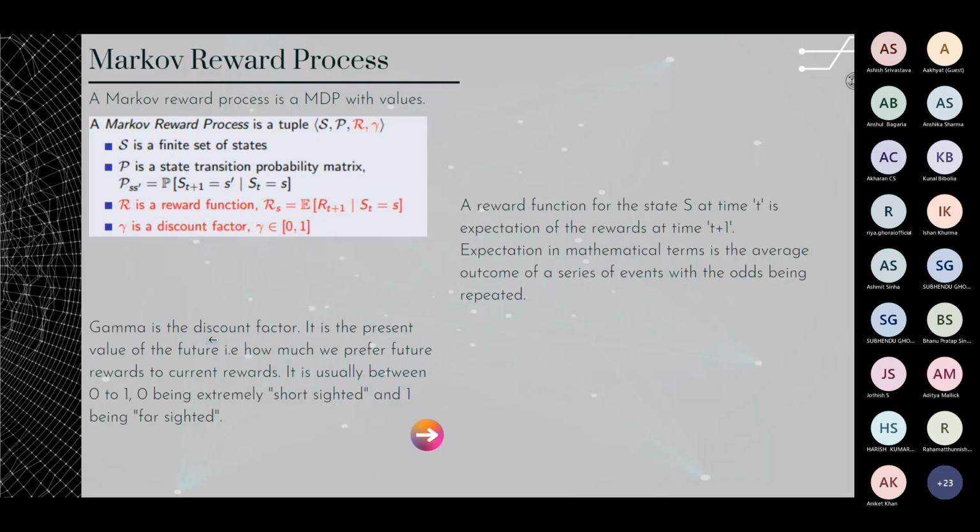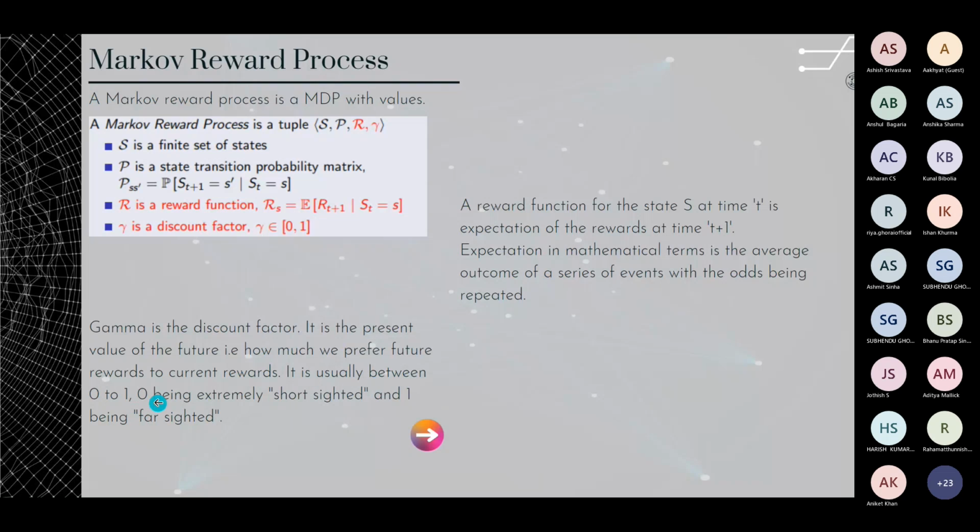So what is a discount factor? A discount factor tells us, if we are in a particular state, how much do we value a future reward, a reward that is not immediate but that you're going to encounter sometime later in the future, versus the reward that you'll immediately get from your action. That is what your discount factor tells you, and its value is usually between 0 and 1.